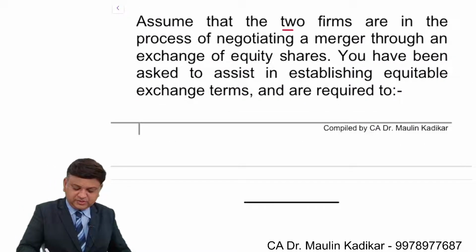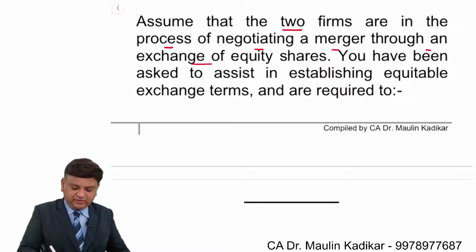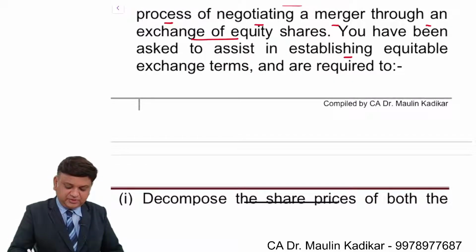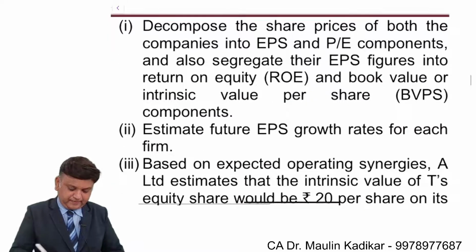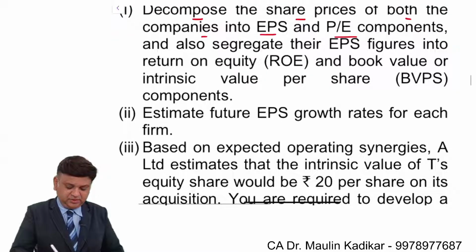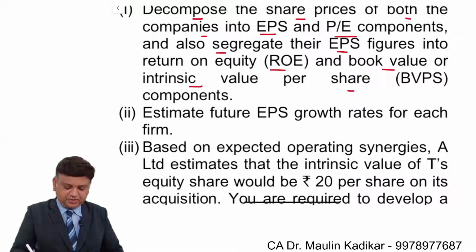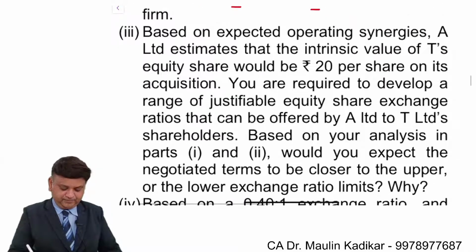Assume that two firms are in the process of negotiating a merger through an exchange of equity shares. You have been asked to assist in establishing equitable exchange terms, and you are required to decompose the share price of both the companies into earning per share and the price earning components. Segregate the EPS figure into return on equity and book value or intrinsic value per share component. Estimate the future EPS growth rate of each of the firms, and so on.